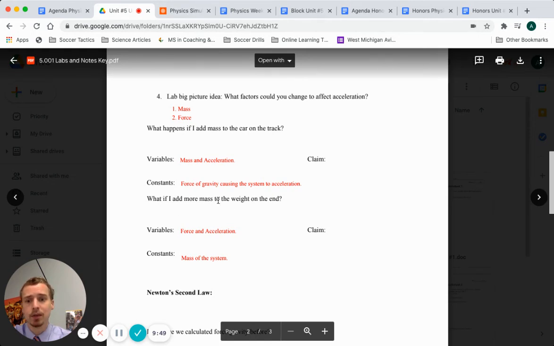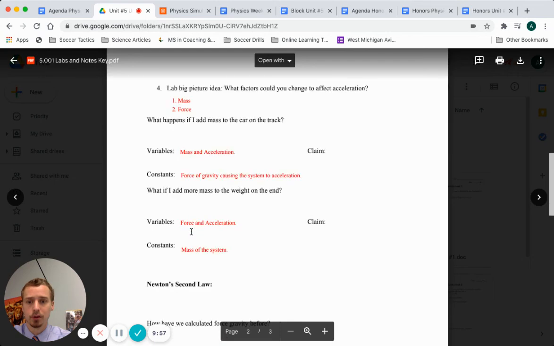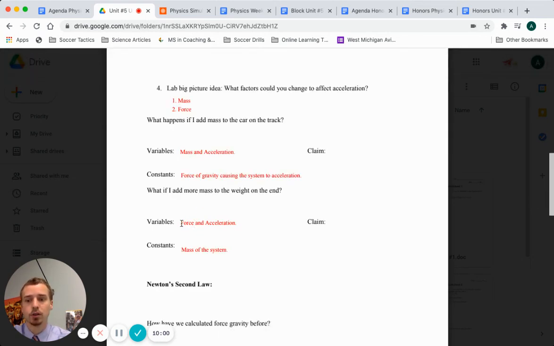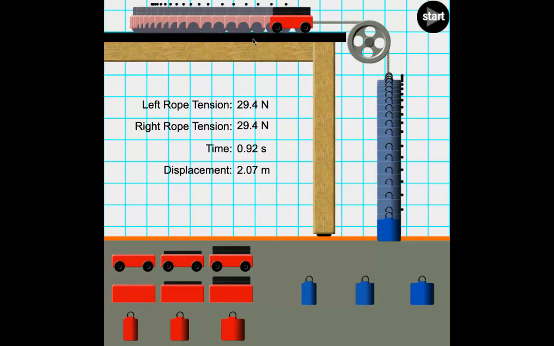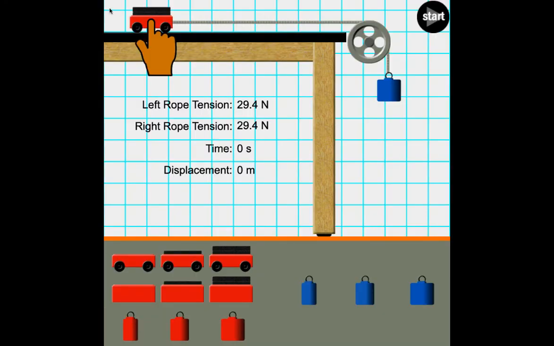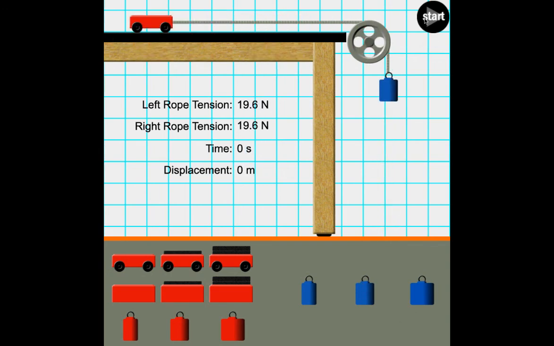And then the second thing, if I add more mass to the weight on the end, in this case you're changing the force, right? Because we talked about how that's the force causing the acceleration, and how that force affects acceleration. Is it the more force, the more acceleration, or whatever? So in this case, you're keeping the mass of the system the same. It doesn't matter what you choose. You could choose to have no weight there, and then all you're doing is saying, okay, this is my least amount of force I can put on it. Start, drag it back, and then increase this, boom, increase it again.